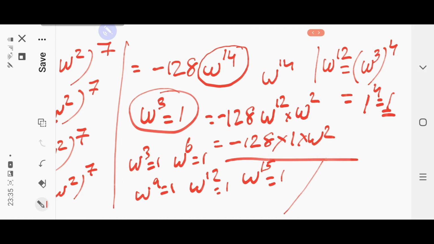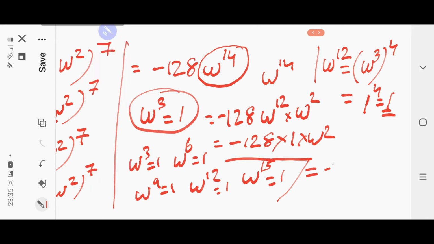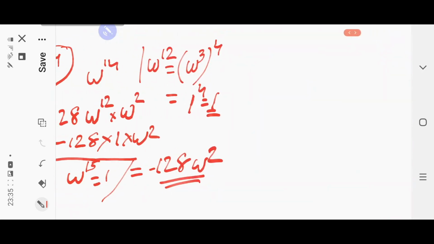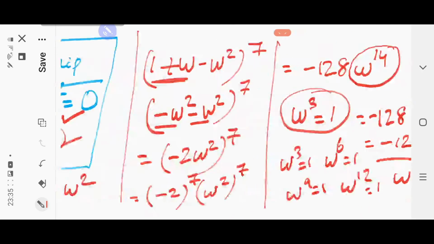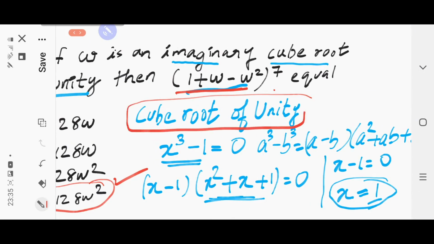Then what will be the answer? It is equal to −128ω² as the answer. That means which option? Go to −128ω². Option D is the answer. Therefore, the right answer for this question is D. Is it clear? Don't forget that the cube root of unity is very important.